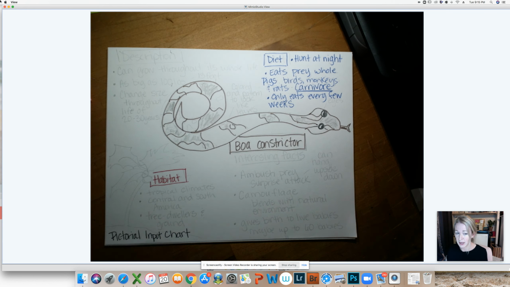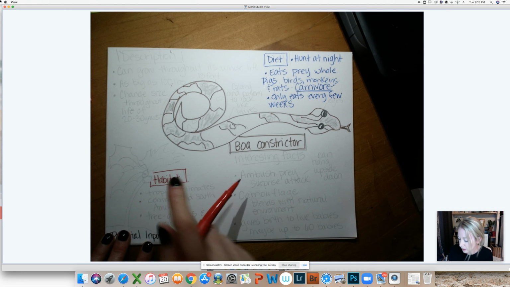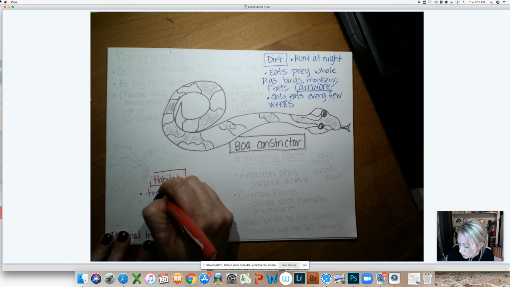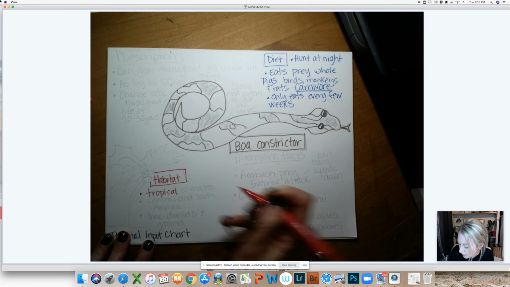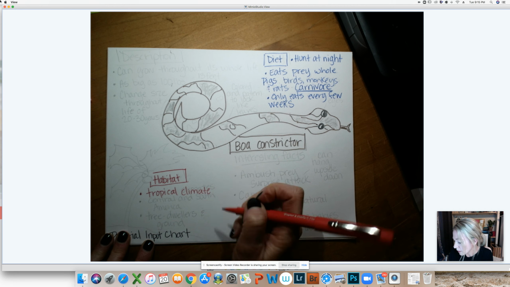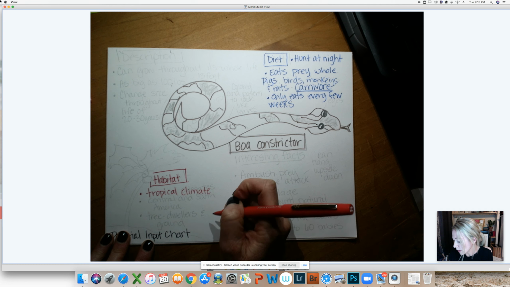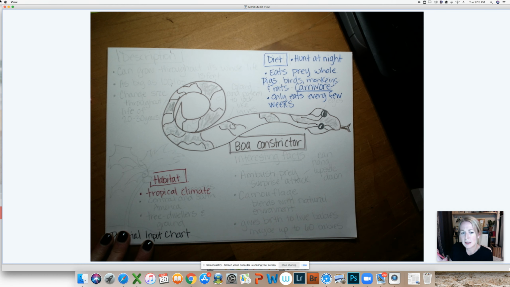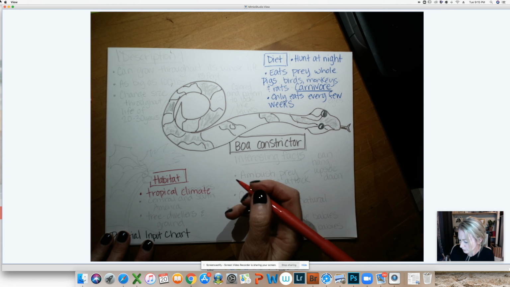So their habitat, their home, say it with me, habitat, habitat, habitat. Their home is in the tropics. So it's a tropical climate. Say tropical. Tropical means like warm and kind of rainy, but warm and nice. Tropical is kind of an area, if you think about maybe going on vacation, and it's like where you see palm trees. That's a tropical climate.